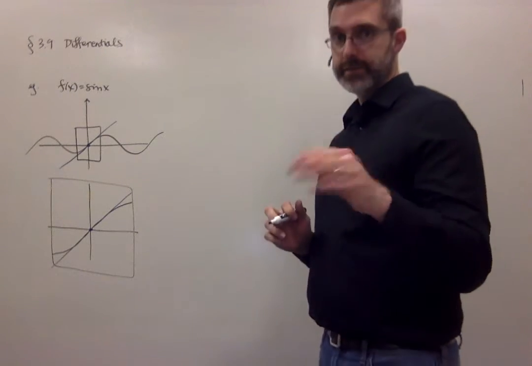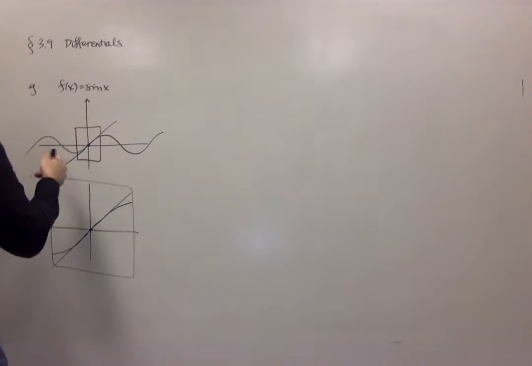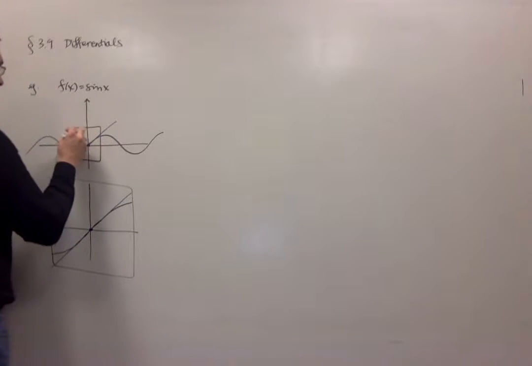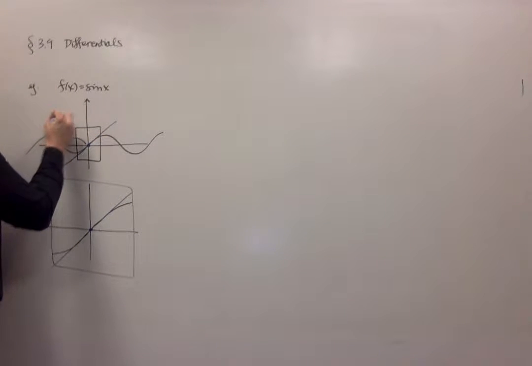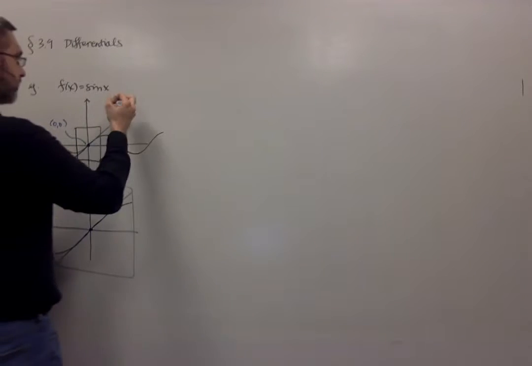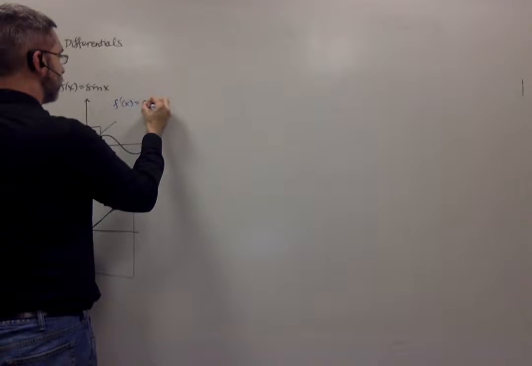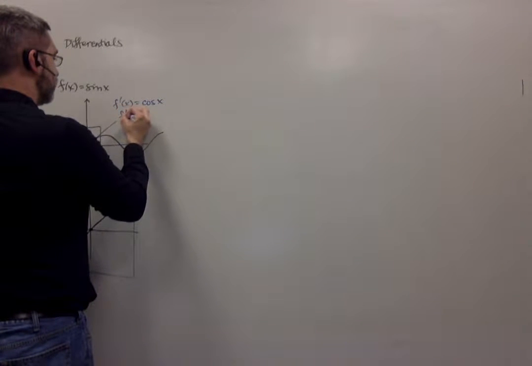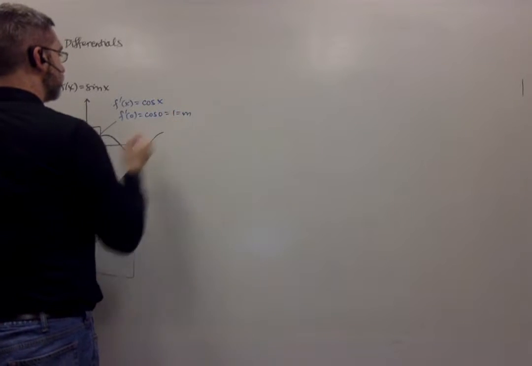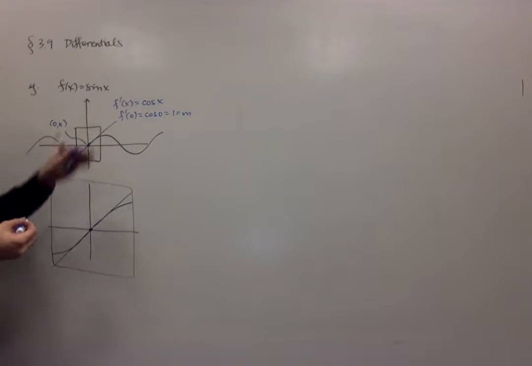First of all, what is this tangent line? In order to figure out the equation of any tangent line, I need a point, which in this case is (0, 0), and a slope. The slope comes from the derivative. The derivative of sine is cosine, and the derivative at 0 is the cosine of 0, which is 1. So I have a point of (0, 0) and a slope of 1.